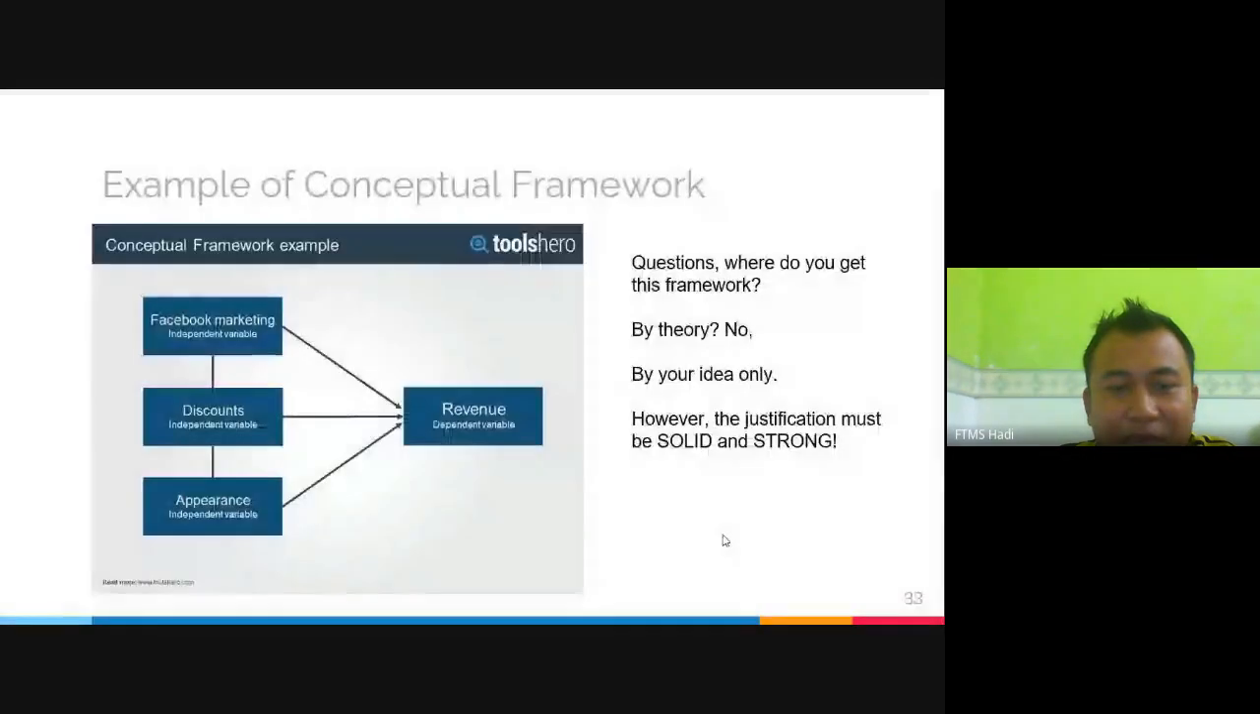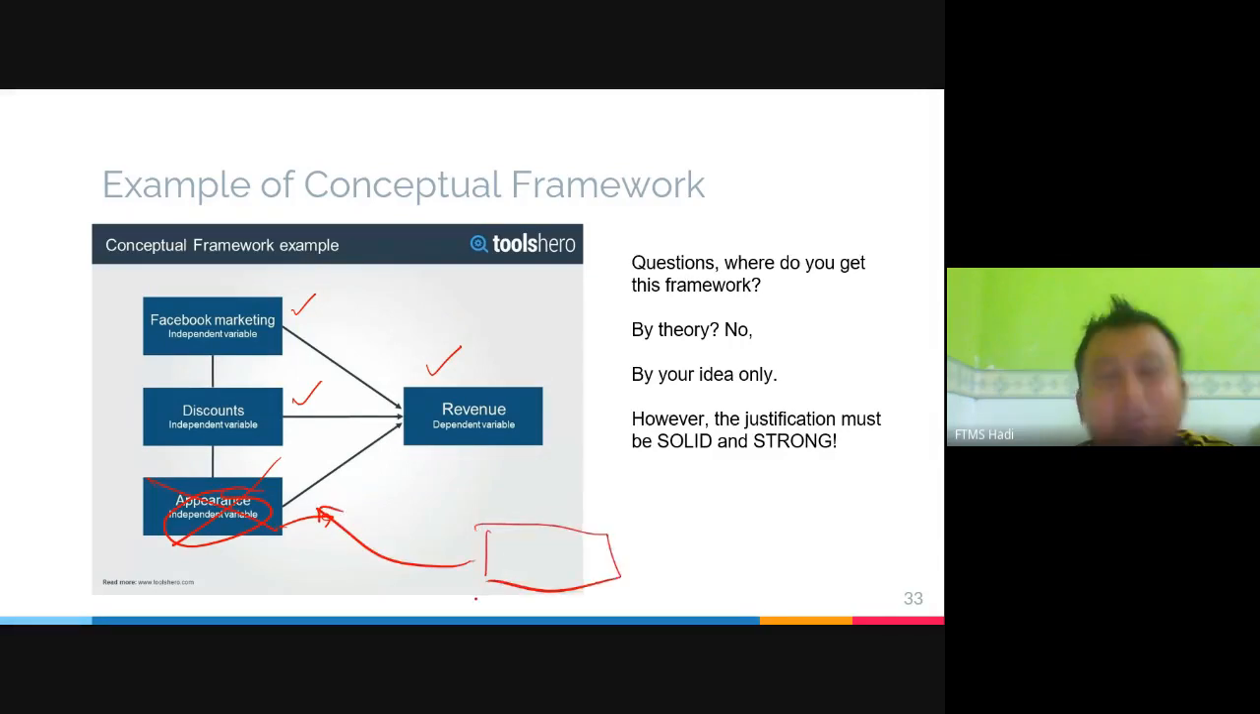Some students ask me, sir, I don't have appearance data. What should I do? I cannot find literature review. It's simple. This one you have, this one you have, this one you have. Remove this one, replace it with a new variable. It's as simple as that. You don't have to make it complicated by changing the whole framework. No need. Just remove one variable. Let's say, sir, I cannot find the data on appearances. What should I do? It's simple. Remove this variable, replace it with another variable which you can get data for. Don't have to change the whole thing.